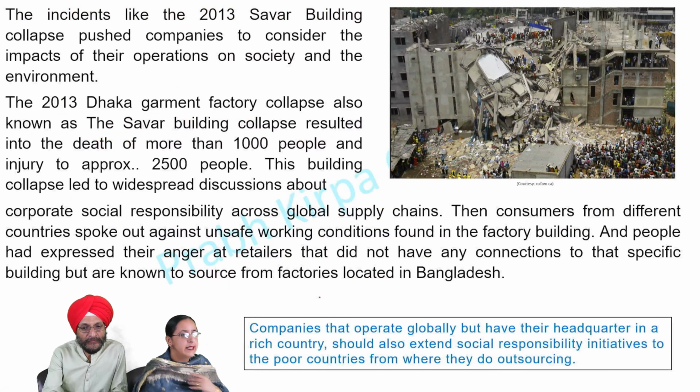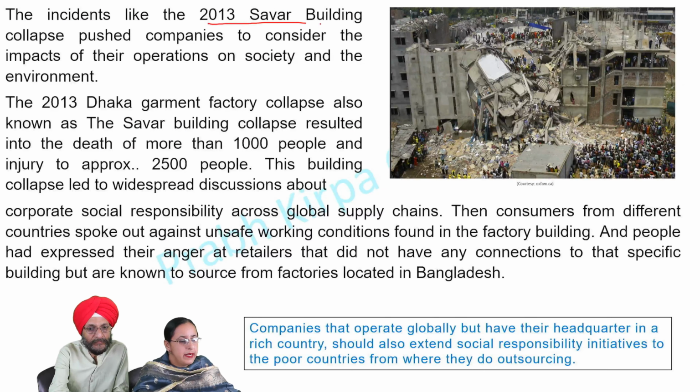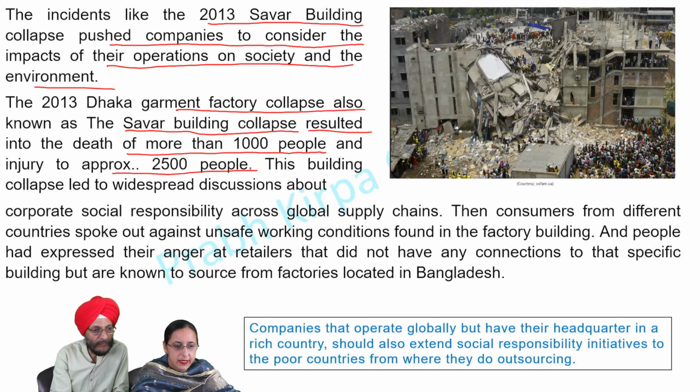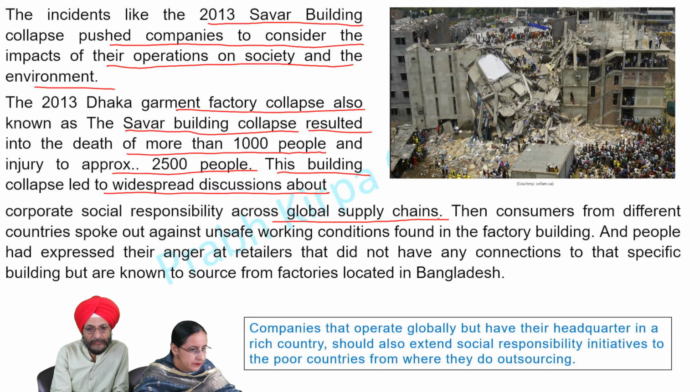Incidents like the 2013 Tower building collapse pushed companies to consider the impacts of their operations on society and the environment. The 2013 Dhaka garment factory collapse, also known as the Tower building collapse, resulted in the death of more than 1,000 people and injury to approximately 2,500 people. This building collapse led to widespread discussions about corporate social responsibility across global supply chains.